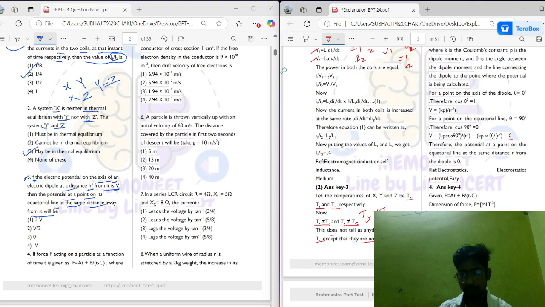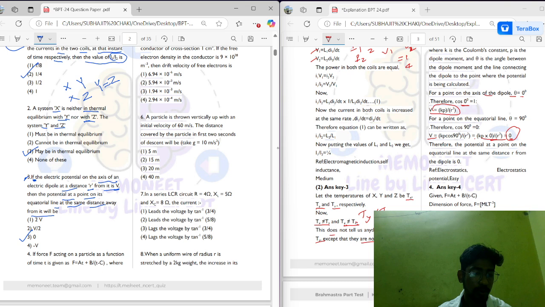Okay, if you see this, the point on the axis of the dipole has theta equals 0 degrees, so cos 0 equals 1, and we know the formula V equals kp cos theta by r square. For the equatorial point, theta is always 90 degrees, so put the value of cos 90 equals 0. Therefore V will be equal to 0. You have to remember this: on the equatorial line, at the same distance, the potential is always 0, right?